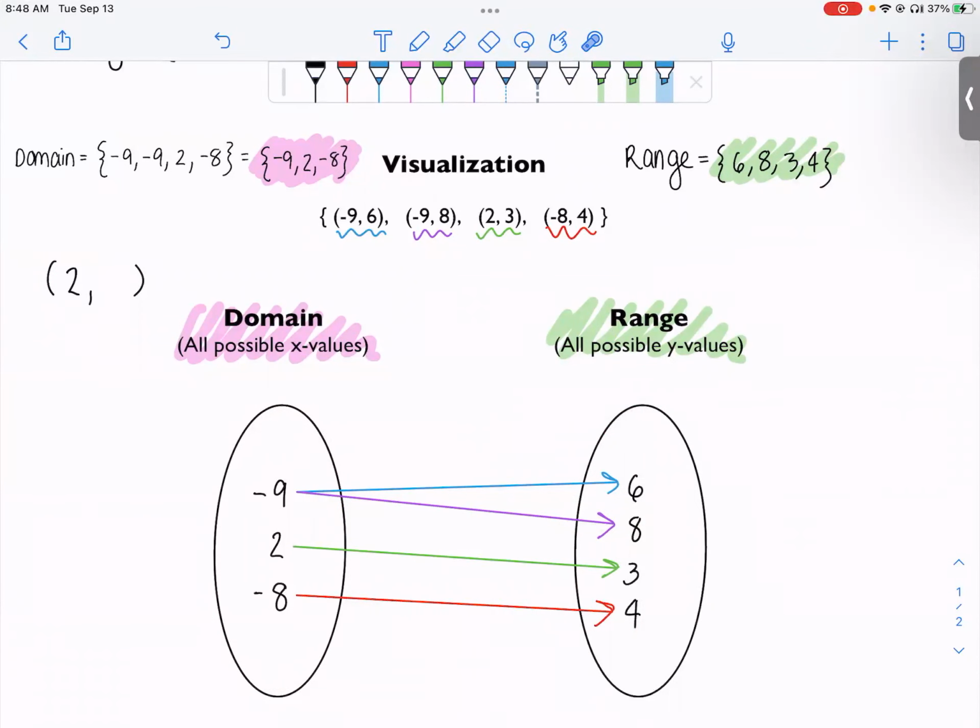So this is the introductory part of what will eventually be functions. So check out the next video where we talk about what a function is, how we use this idea of a relation and a domain and a range, and what's important about it.